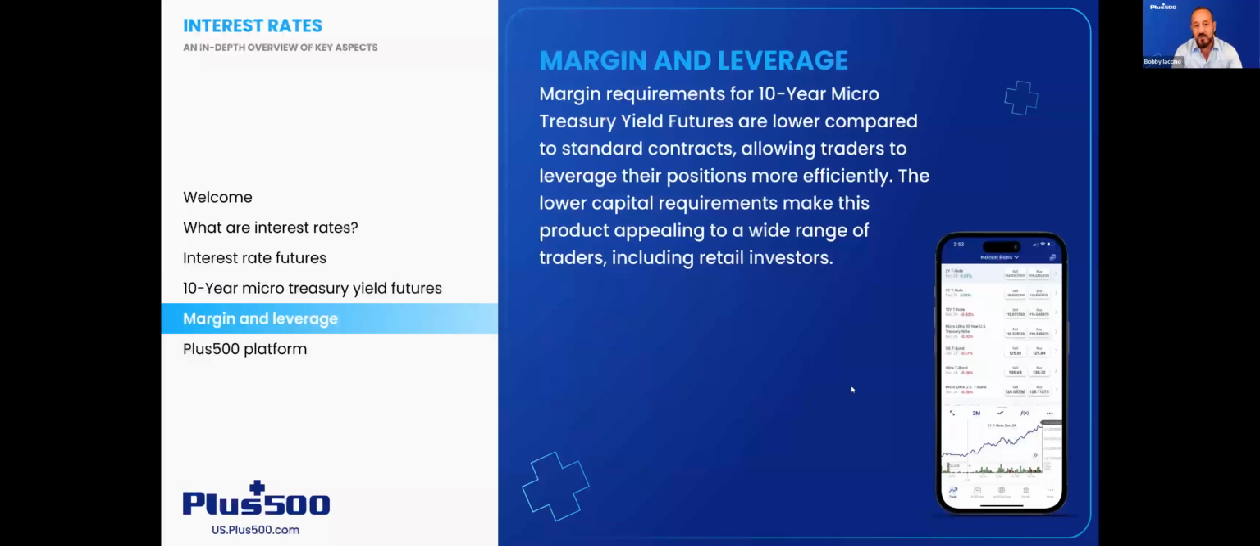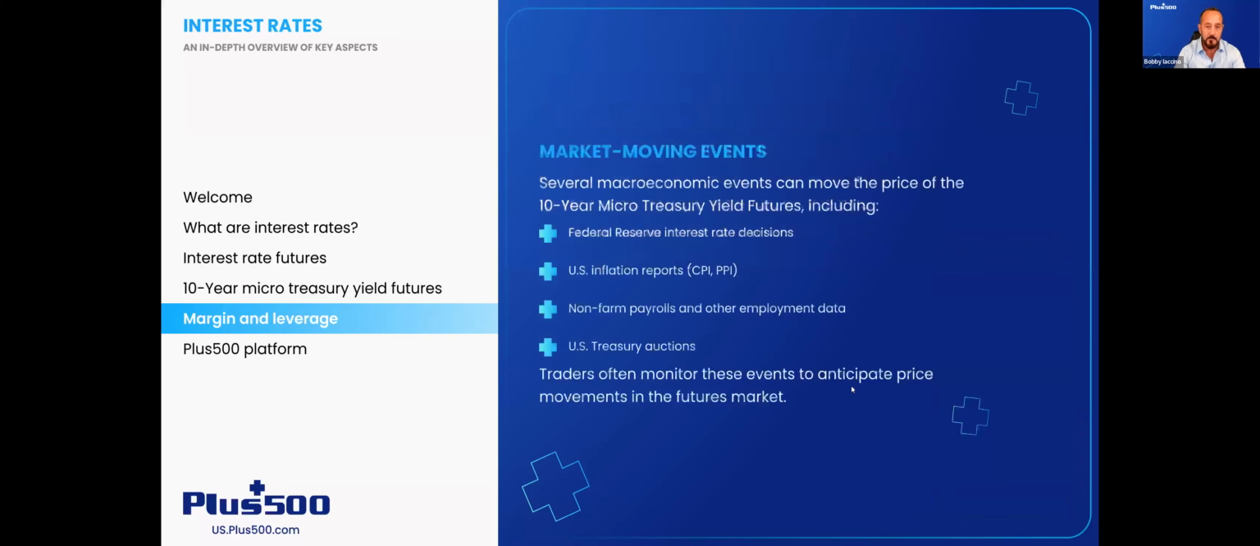So I talked to you guys about margin and leverage. The margin requirements for a 10-year micro treasury yield futures are lower compared to the standard contract, allowing traders to leverage their position more efficiently. The lower capital requirement makes this product appealing to a wide range of investors, including retail investors and traders.